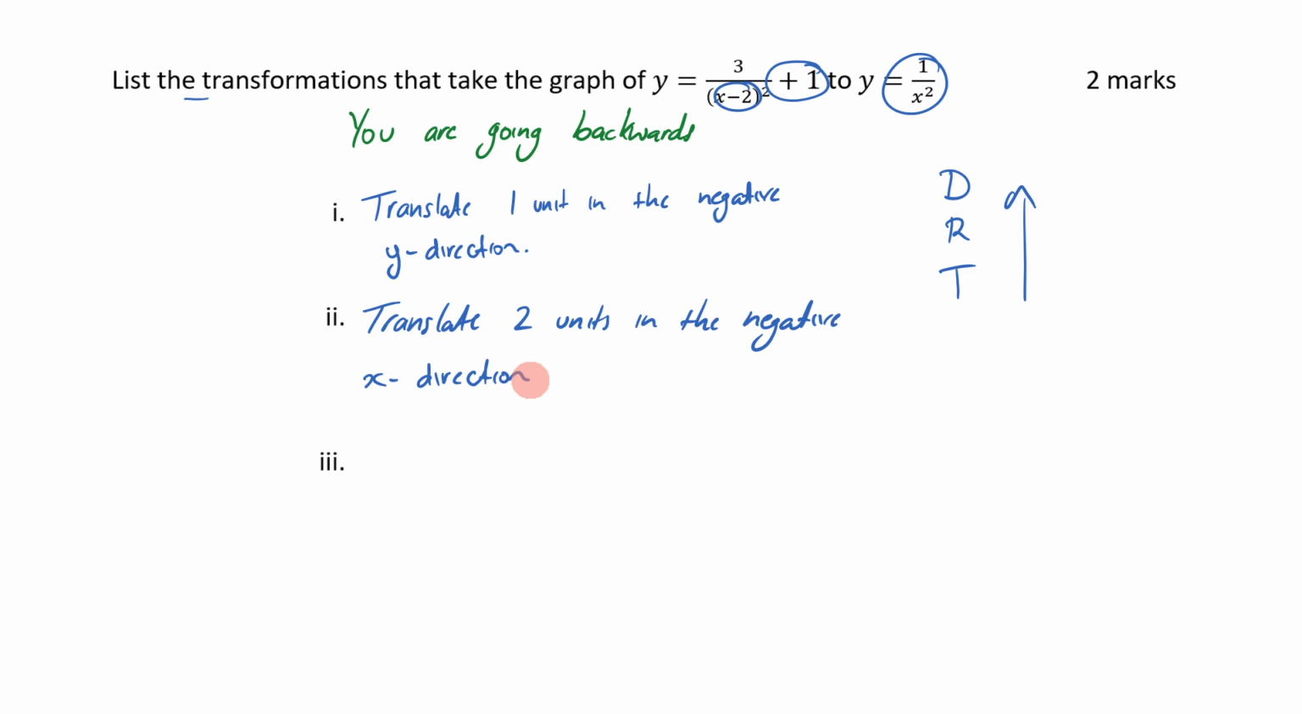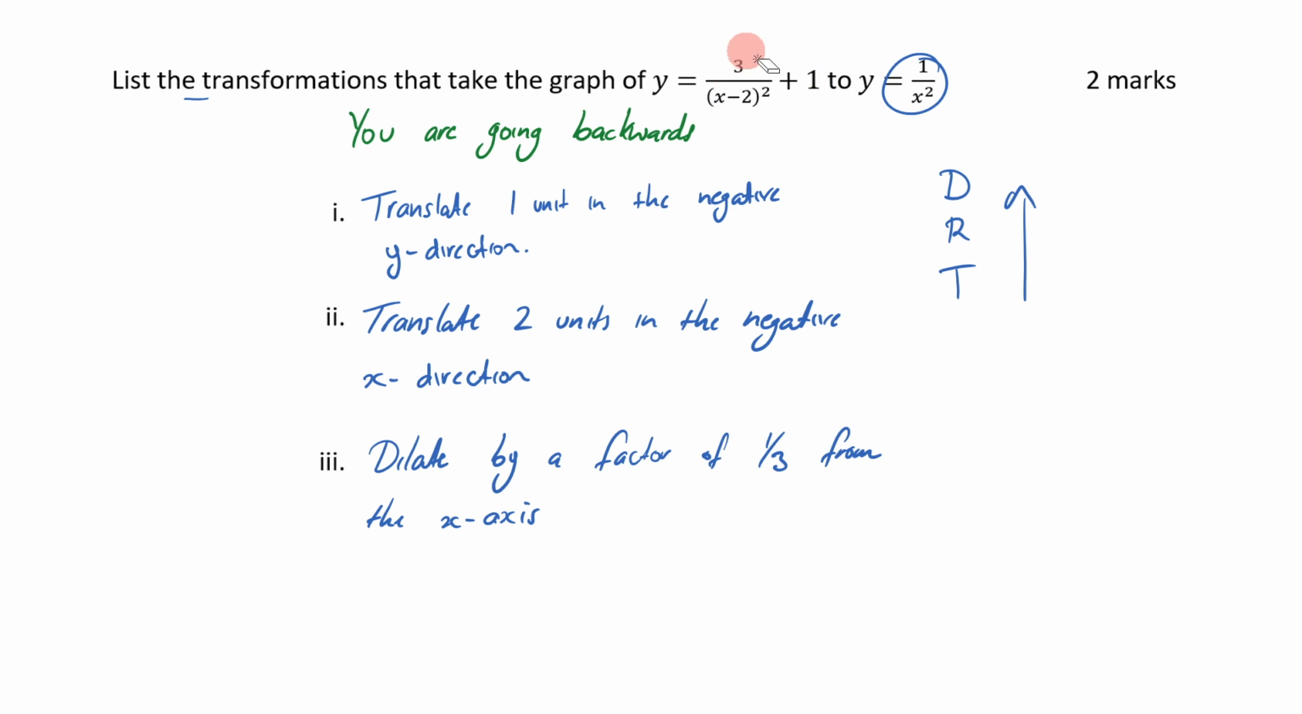You're going backwards. And then the last one here, this is causing a dilation by a factor of 3 from the x-axis. So if I now want to undo that, I'm going to have to dilate by 1/3. So the reciprocal of it to undo it. So I'm going to dilate by a factor of 1/3 from the x-axis. So really important here to realize that you're going backwards.